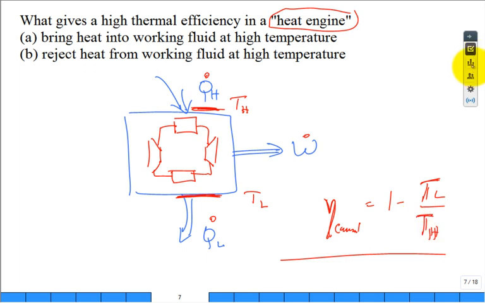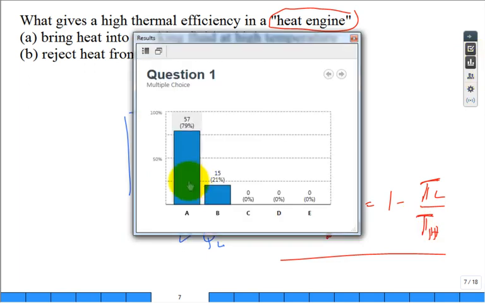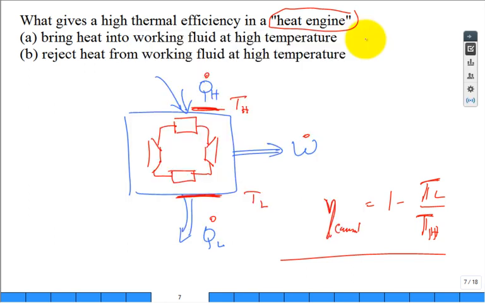So the best answer is, why do I have 20-some percent of the class? Okay, I'm going to try hard. I'm going to try hard to get that 20% on board.